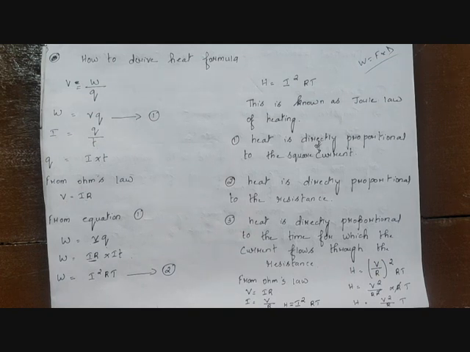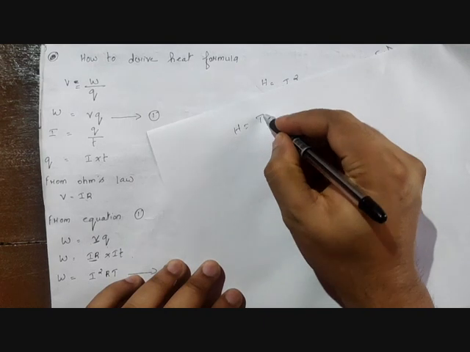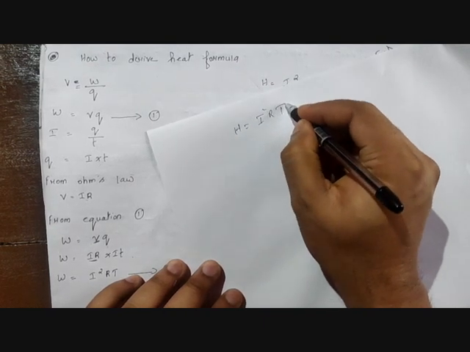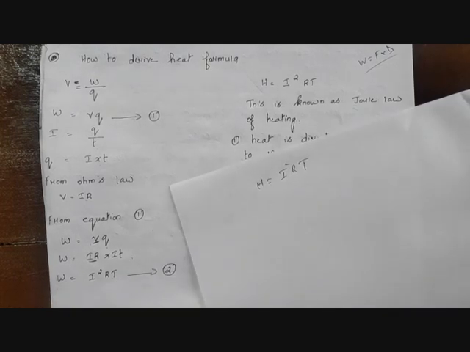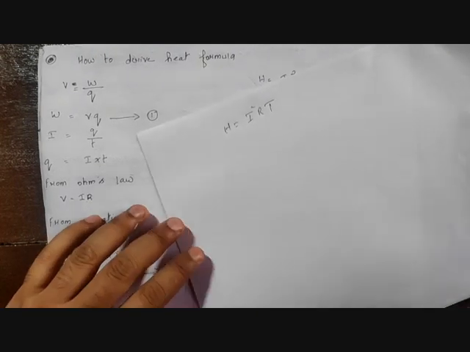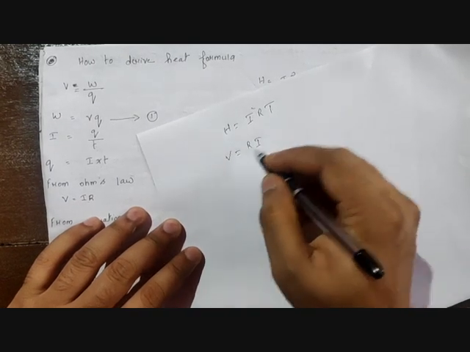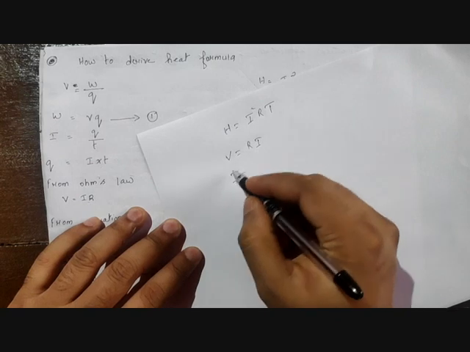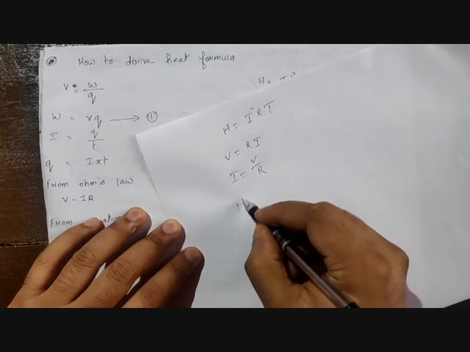Clear? Now, you got H equals I square RT. Now remember, students, we can write this equation in a different way also. Suppose from Ohm's law, V equals IR, so the current formula will be I equals V by R. V by R. So in place of I here, look here.